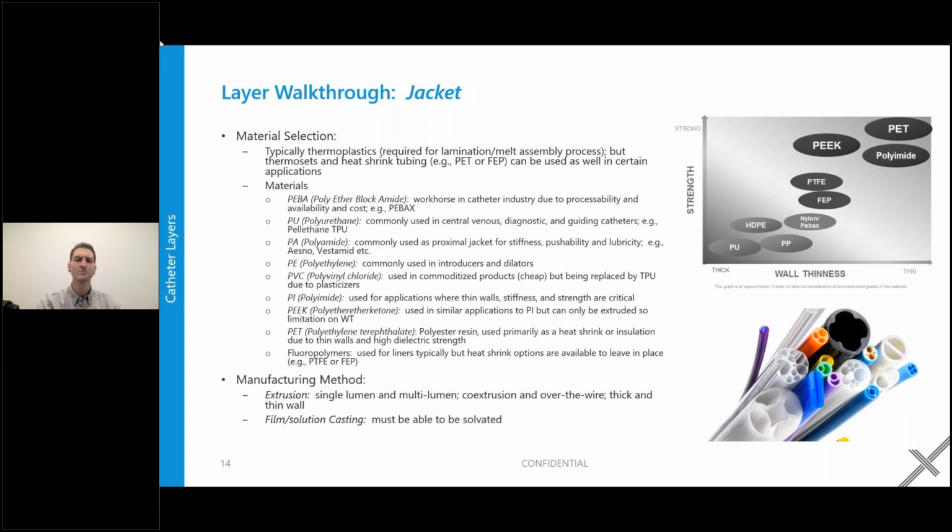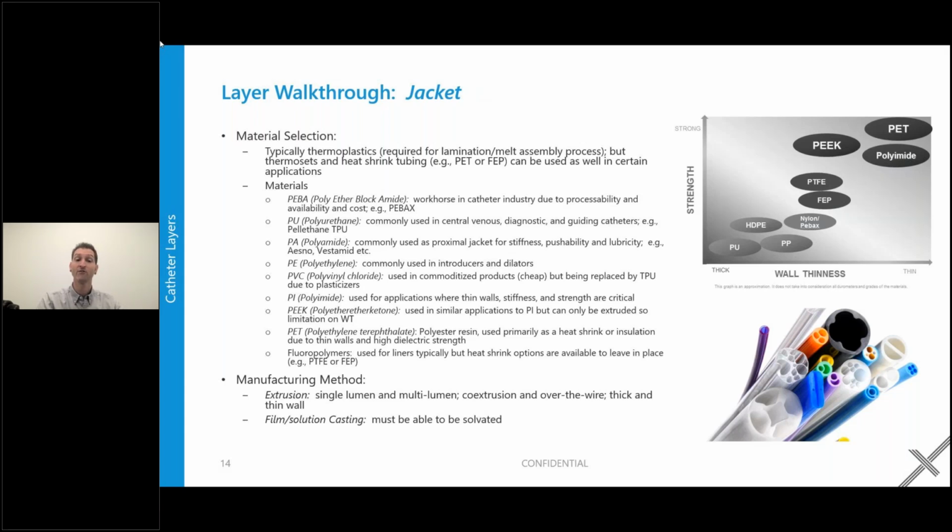And then some fluoropolymers, but generally for fluoropolymers, we're really just talking about using them as heat shrink in a structure where you're not braid or coil reinforced, or the braid and coil is already bound by something else, and all you need to do is put kind of a lubricious layer on the outside.